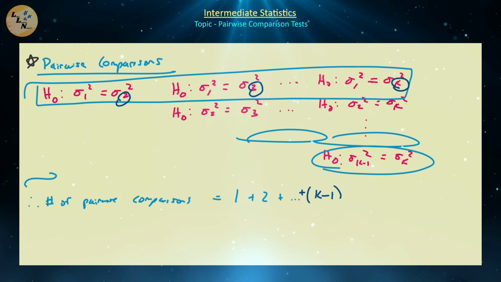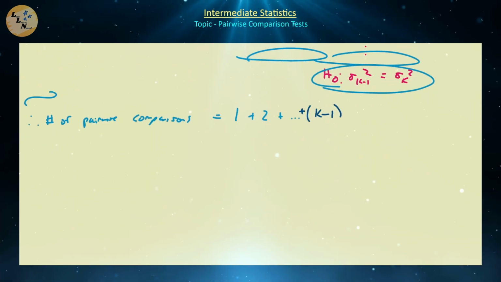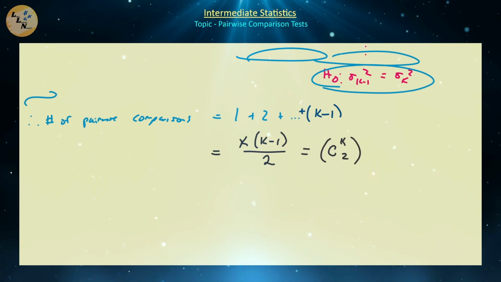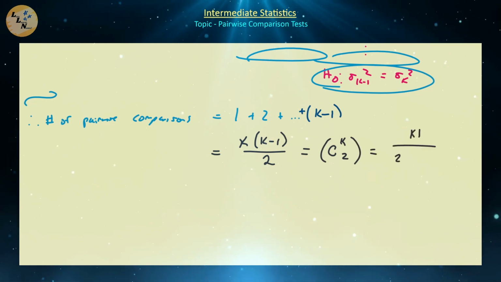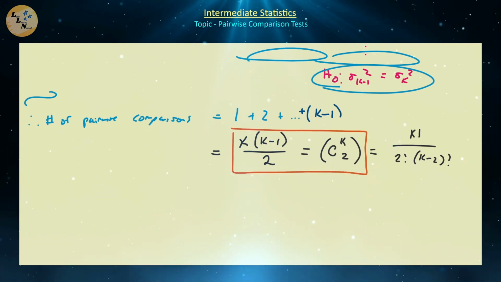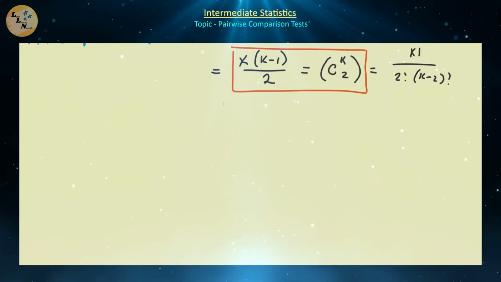So we have the sum of integers from 1 all the way up to k minus 1, and from pre-calculus you should know that this can be represented as k times k minus 1 all divided by 2. If you're familiar with combinations, that's equal to k choose 2, which is k factorial over 2 factorial times k minus 2 factorial. So that is how many pairwise comparison tests we would have to execute for that grand null hypothesis in general. Let's look at a particular scenario and work through some numerics.